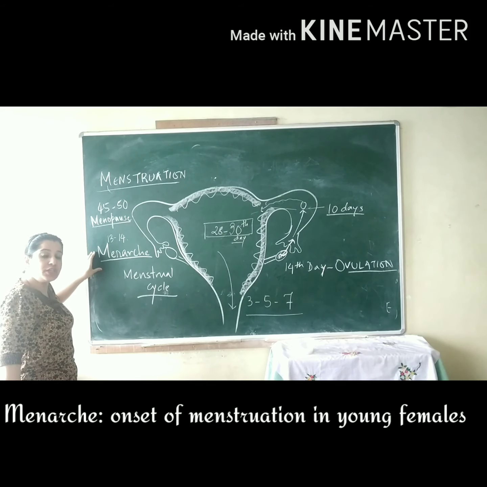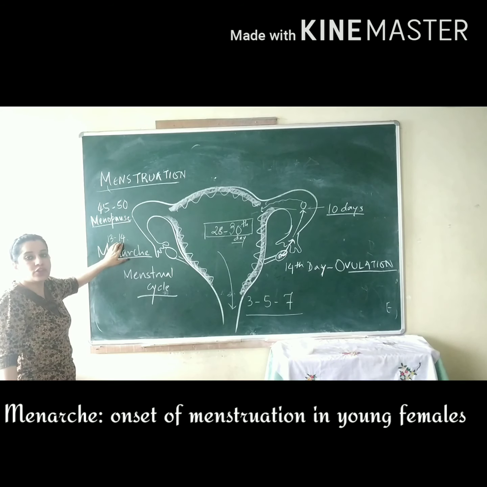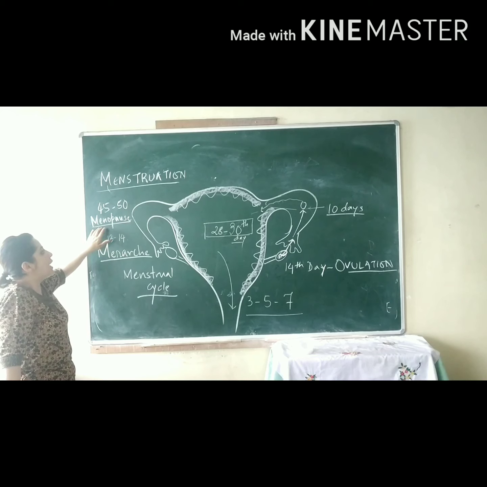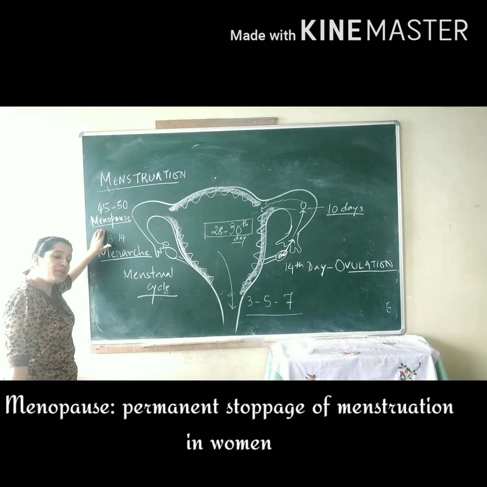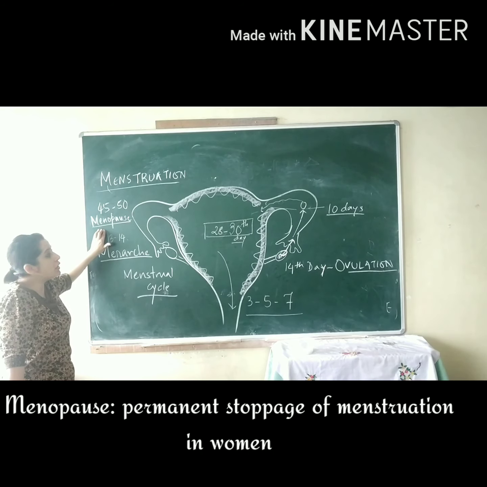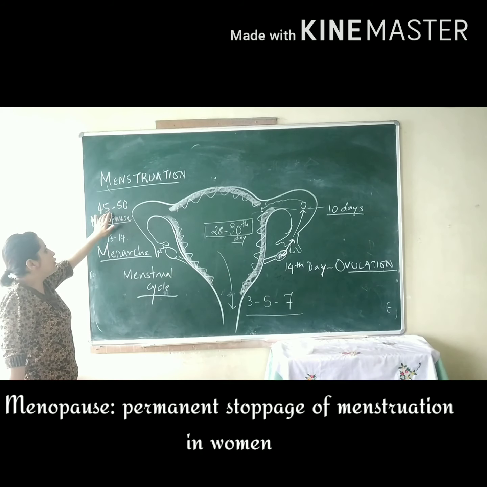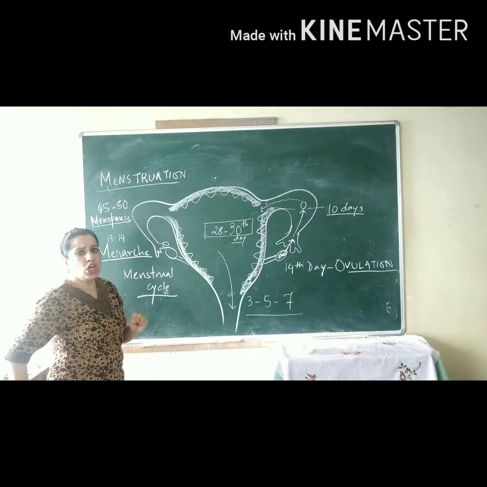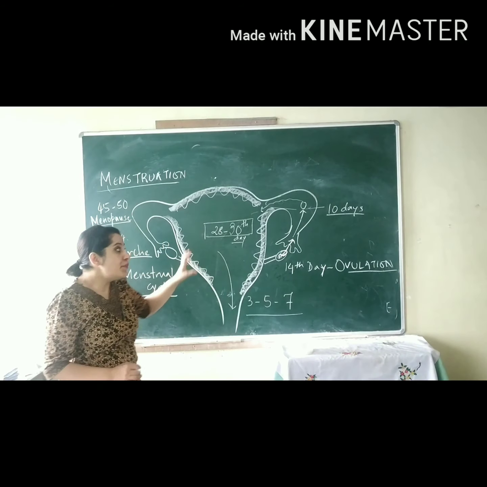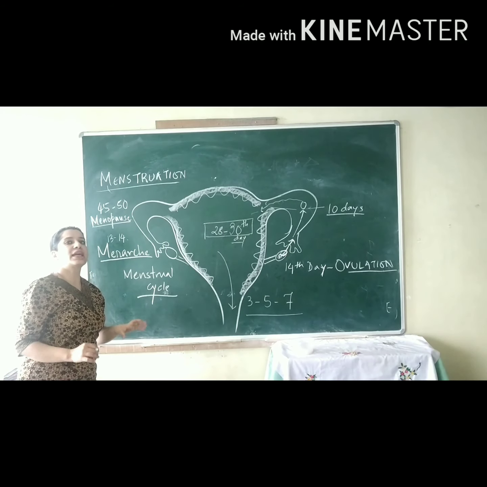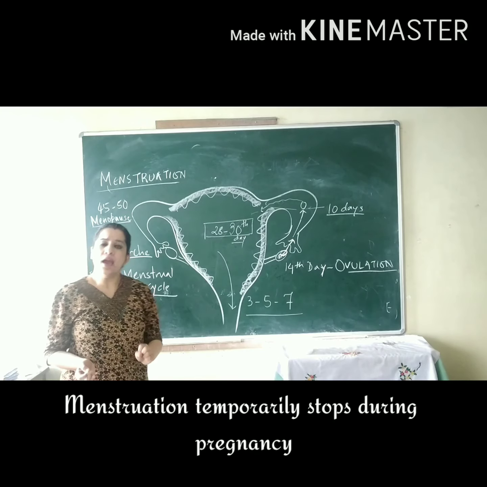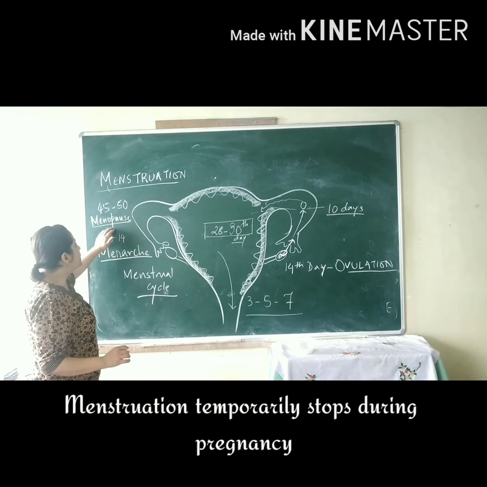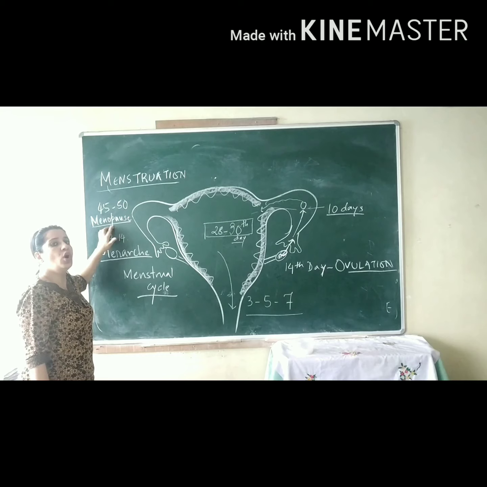Menarche is the start of menstruation in young girls at the age of 13 to 14 years, and menopause is the permanent stoppage of menstruation in women at the age of 45 to 50 years, but this differs from person to person. The menstruation or the menstrual cycle temporarily stops during pregnancy, but permanently during menopause.